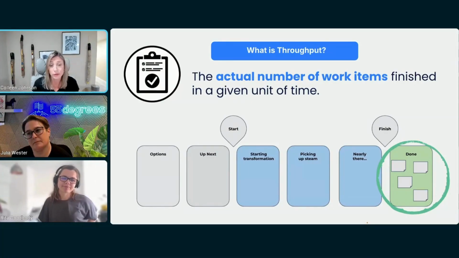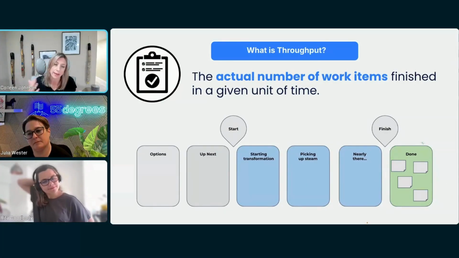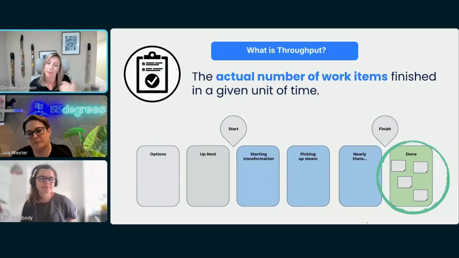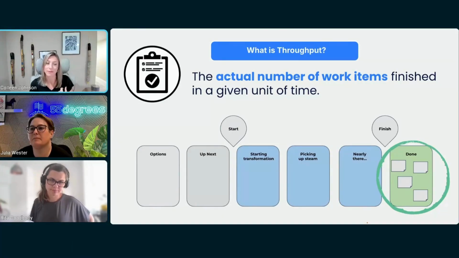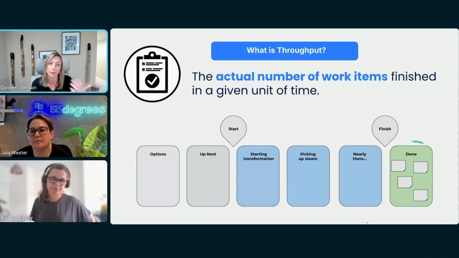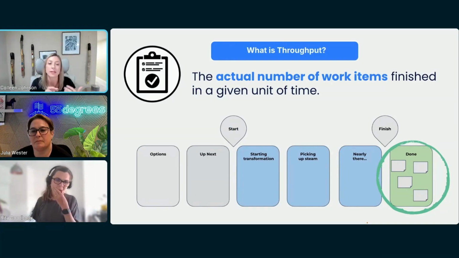And you can measure throughput at all different levels of work items. So you probably have a throughput rate for your epics. You can have a throughput rate for your features. You can have a throughput rate for your user stories or team level tasks. So when we think about throughput, it's a measure here of how much work is getting done for a unit of time at all different levels of work items.